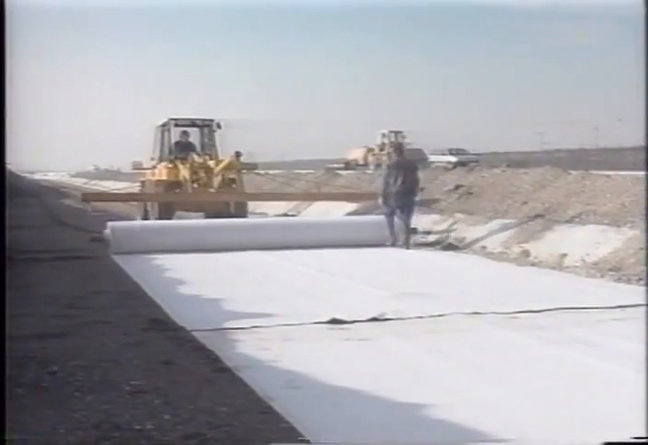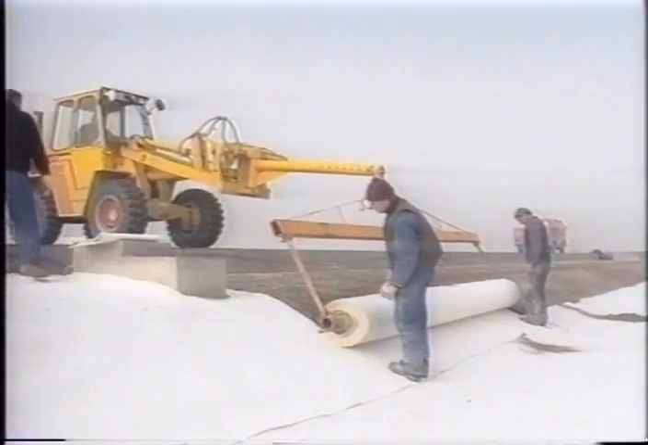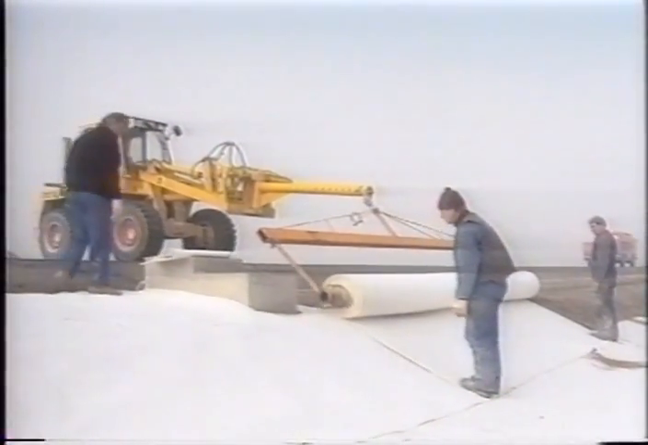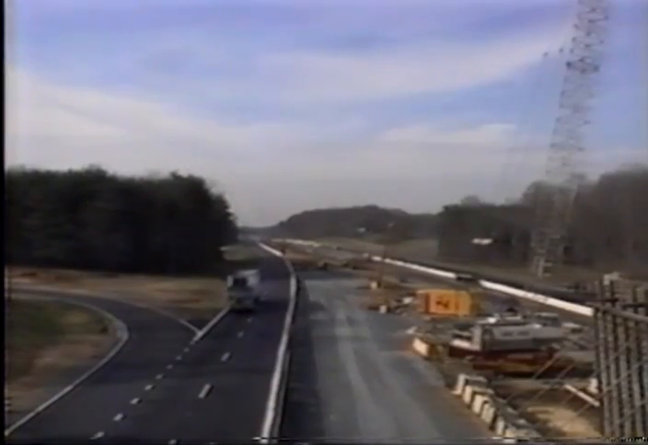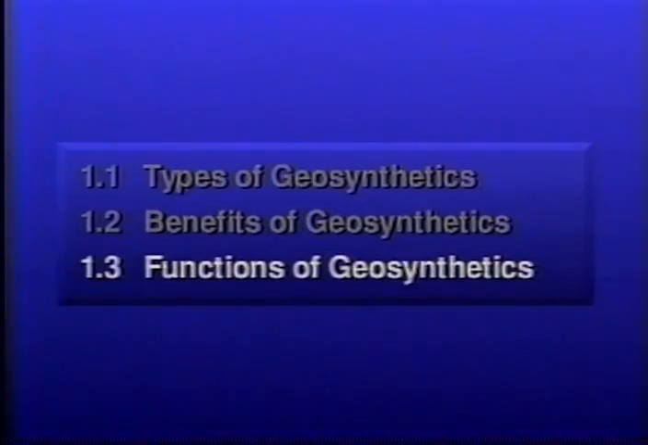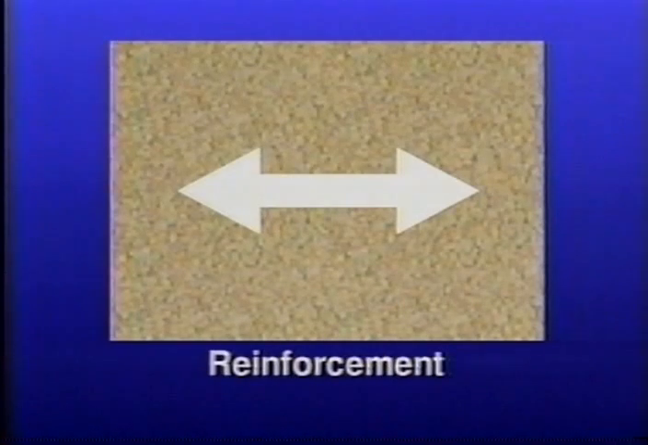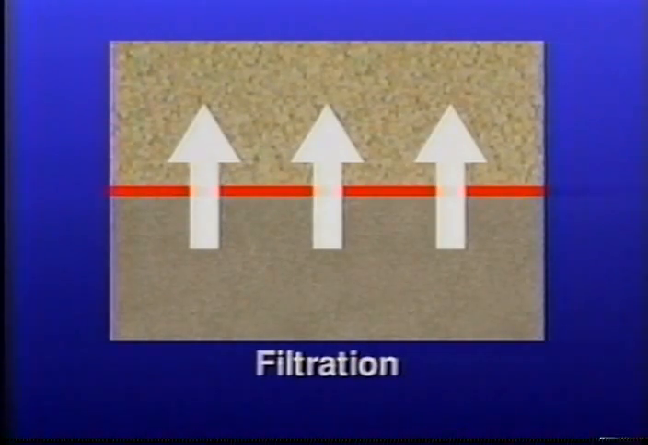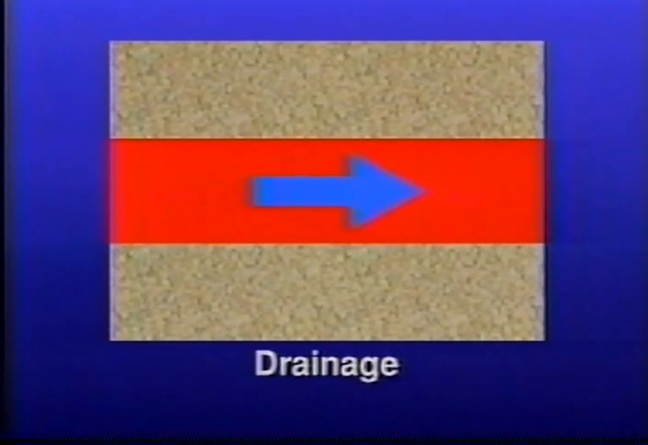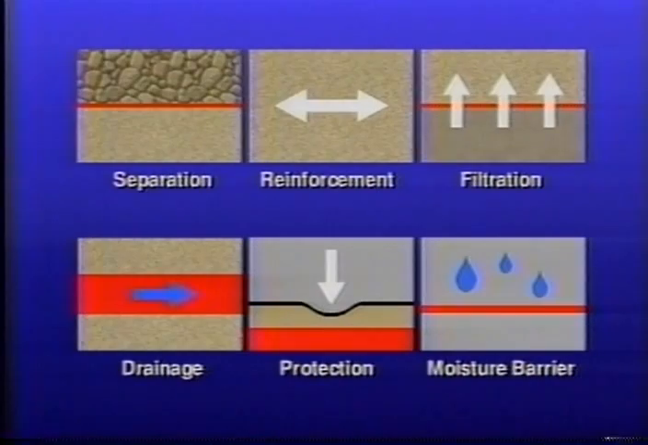Above all, geosynthetics have proved effective. Each year, hundreds of millions of square meters of geosynthetic materials are used in civil engineering projects, and their most common use is in transportation applications. Geosynthetics serve 6 primary functions in transportation facilities: separation, reinforcement, filtration, drainage, protection, and as a moisture barrier. These functions will be illustrated in the sections that follow.